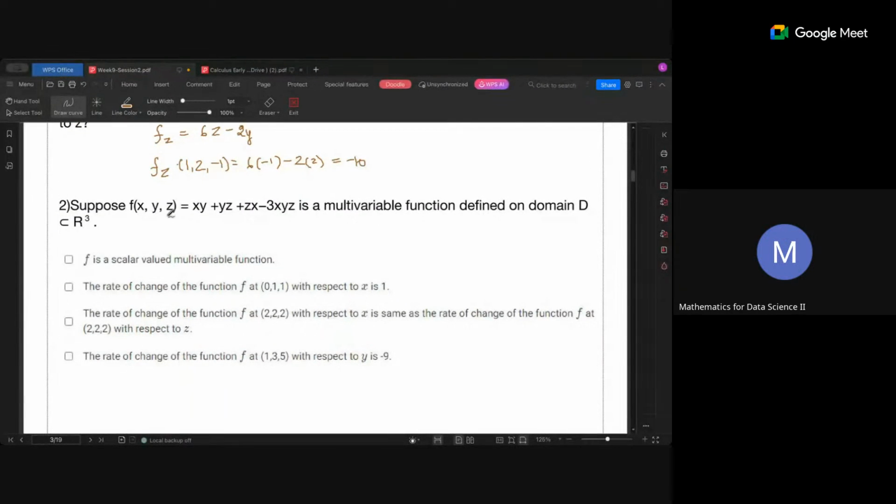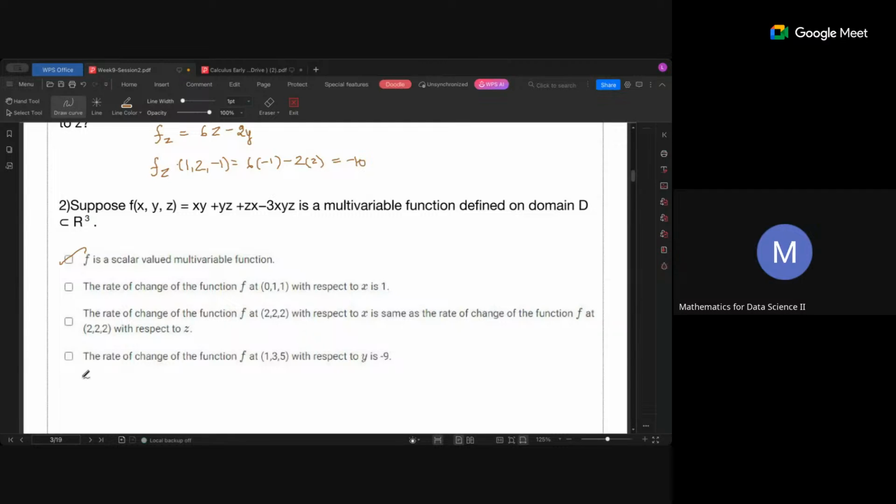Suppose f of x comma y comma z is given like this. Now this is a multivariable function defined on a domain in R3. So is the first option correct? Is it scalar valued? Yes, ma'am. Yeah. The rate of change of f at this point with respect to x is 1.